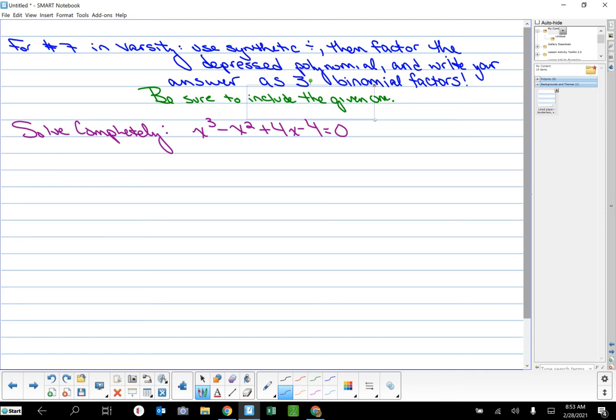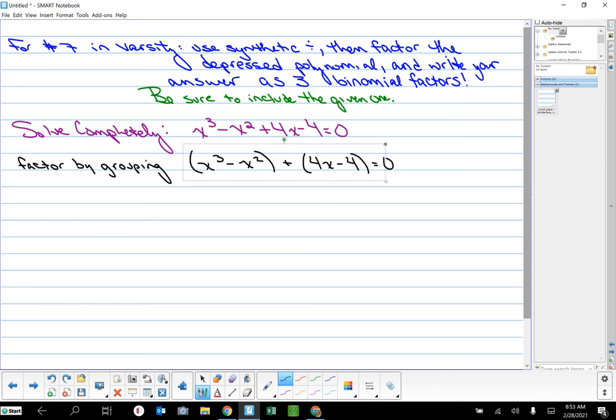All right, so solve completely. Well, there's a couple ways to go about this guy. You could look at it, try to find your rational roots, do all sorts of things. But what I decided to do with this was to factor by grouping. Anytime you can solve by factoring, do it. So okay, we're going to start like that.